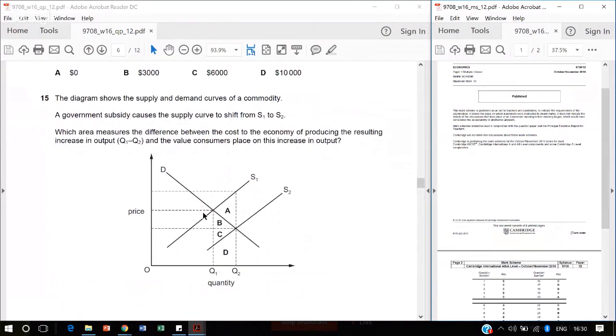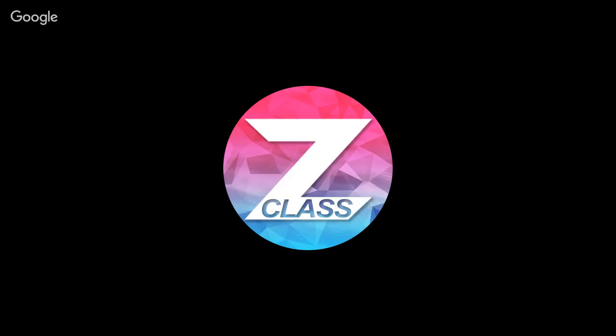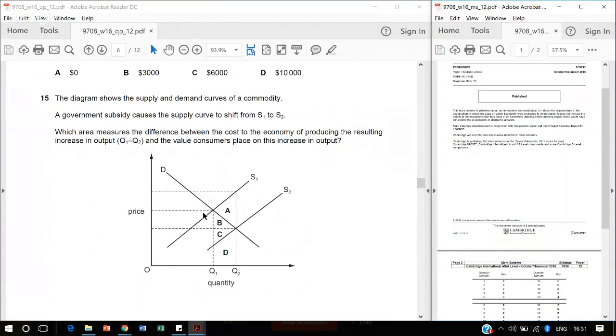Question 15. Okay, so I wasn't 100% sure about this one. But my answer would be A. Okay, A, let's have a look. The supply and demand curves of a commodity. A government subsidy causes the supply curve to shift from S1 to S2. Which area measures the difference between the cost to the economy of producing the resultant increase in output and the value consumers place on this increase in output? Okay, why did you think it was A?